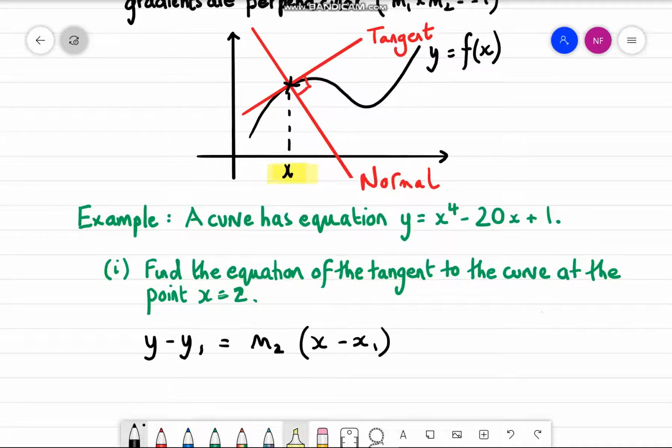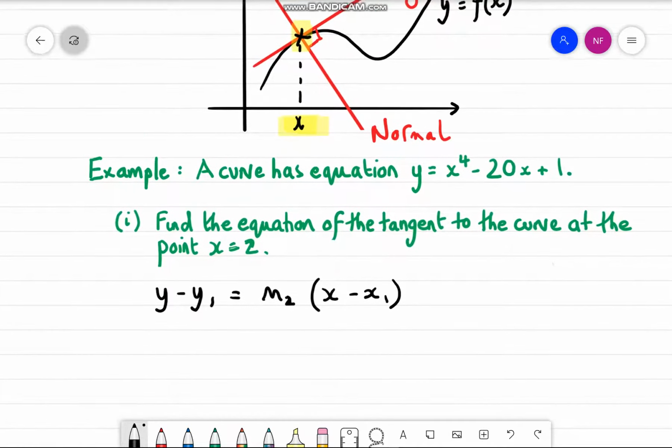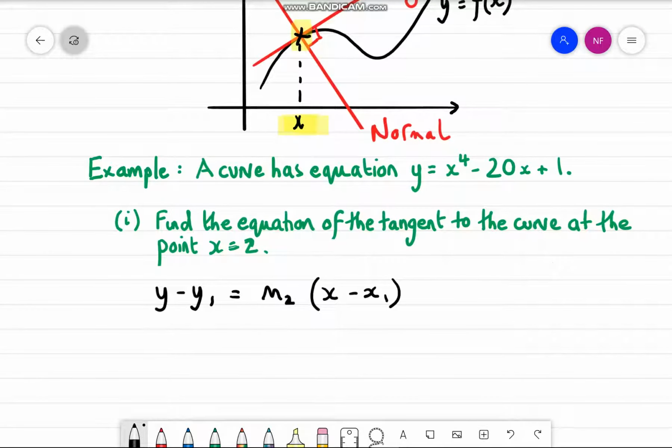So in this diagram above here, it will be this coordinate. It is where the tangent and the curve are meeting. And m2 is the gradient of the tangent, which in this case we know is equal to the gradient of the curve at x equals 2. So how do we find that set of coordinates? Well, we just input the x value into the original equation.